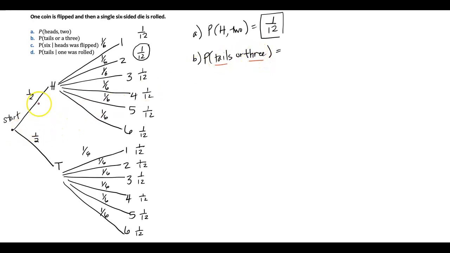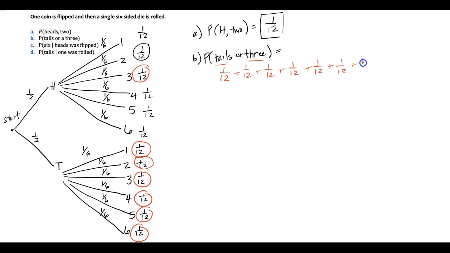So we could start out with heads and 3 is 1/12. There's also tails and 1, tails 2, tails 3, tails 4, tails 5, and tails 6 as other branches that also meet the description. And notice that we would end up with 7 total branches, and each one has a probability of 1/12, so we end up with a total probability of 7/12.